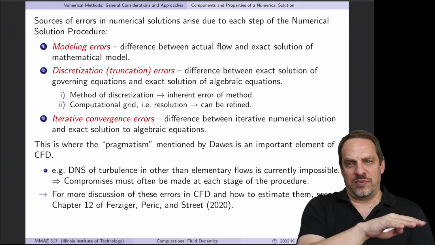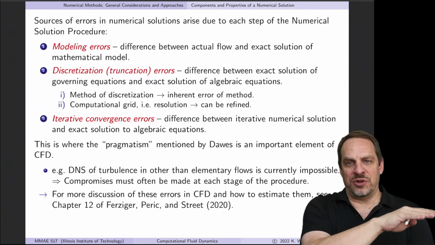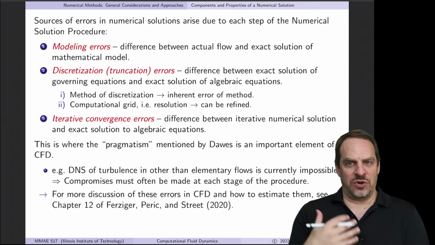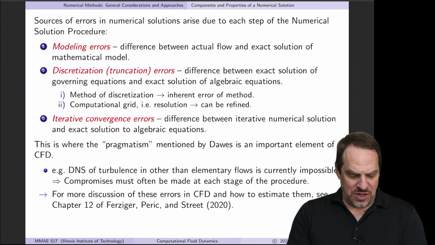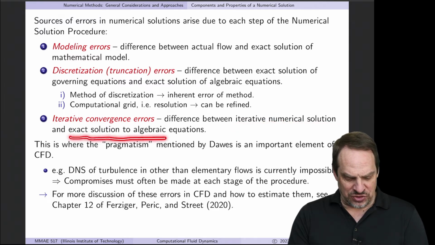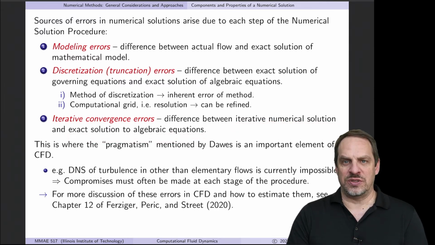The additional computational time required to do more iterations is not worth the small gain you get. So you say it's converged and you stop the iterative process. So that introduces iterative convergence errors. That's the difference between the iterative numerical solution and the exact solution to the algebraic equations.